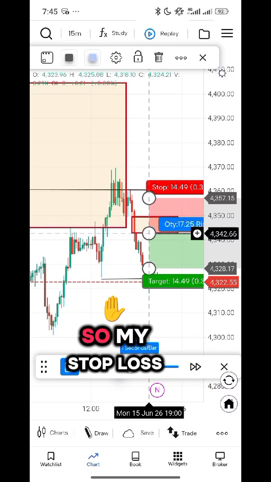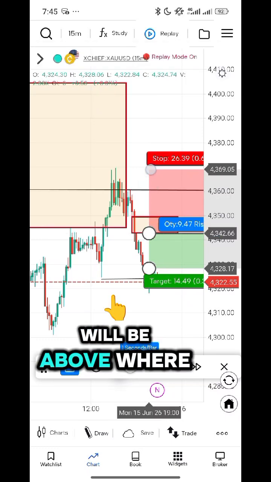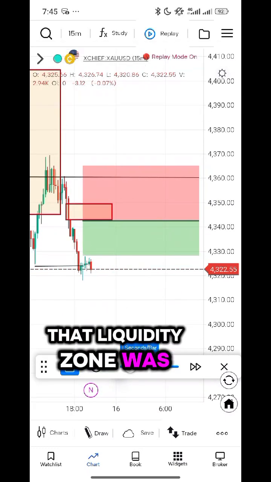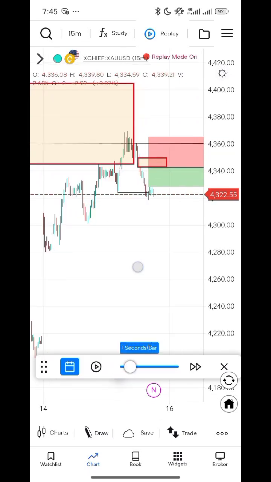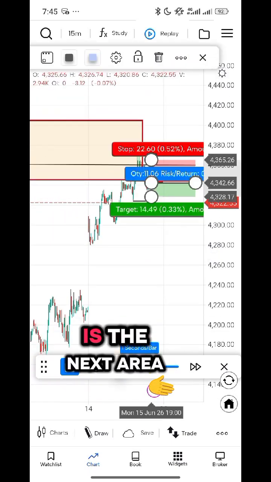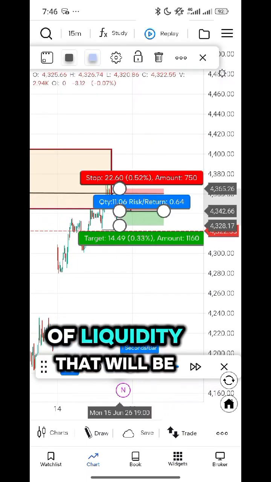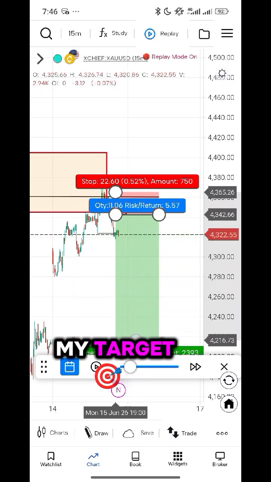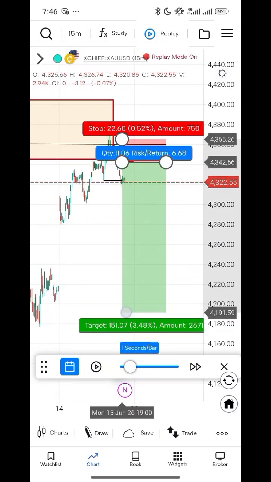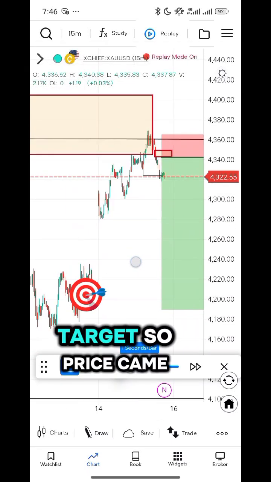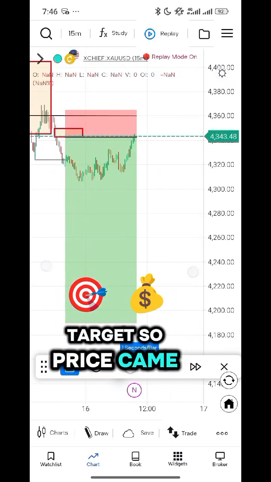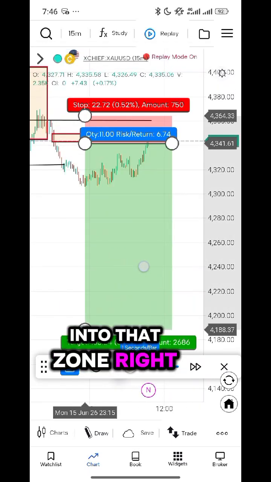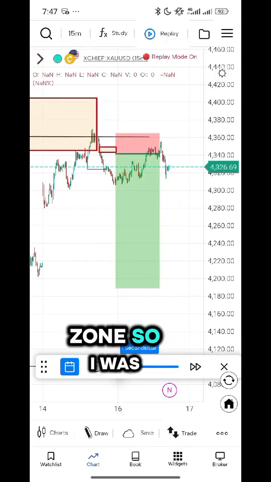My stop loss will be above where that liquidity zone was, and then my target is the next area of liquidity. That will be my target. So this was the target. Price came into that zone, right? Price came into that zone. So I was in profit.